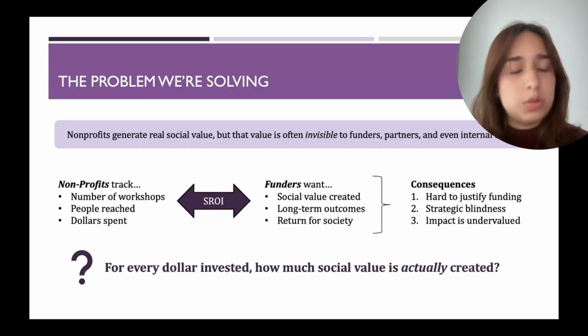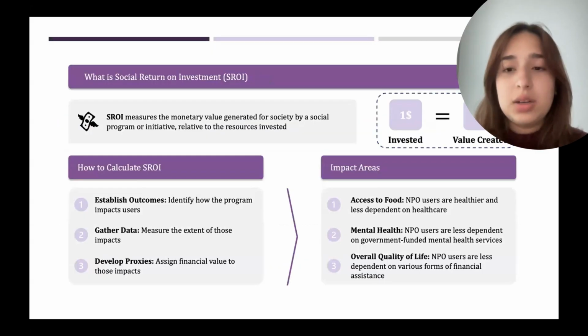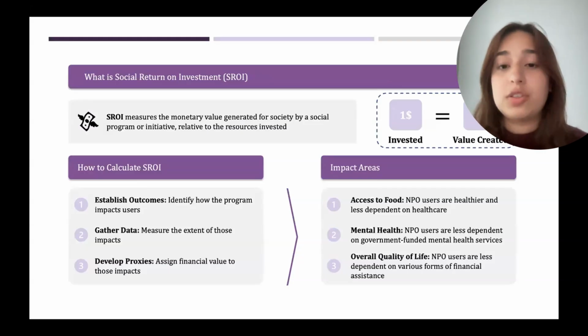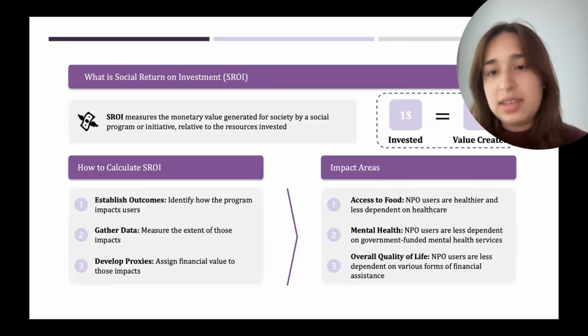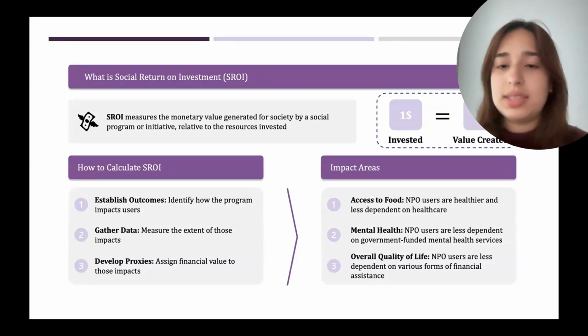So an SROI, or social return on investment, is a method that helps organizations answer the following question: for every dollar invested, how much social value is actually created? An SROI provides a structured way to answer this question. The process begins by identifying the outcomes of a certain service, then collecting data to measure the extent of those changes and those impacts, and then finally using financial proxies to assign monetary value to these outcomes. And usually this is expressed in terms of cost savings.